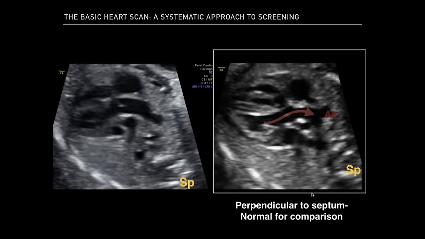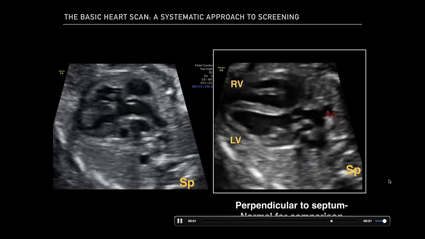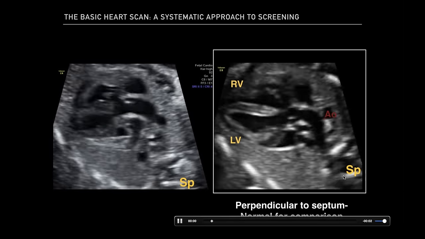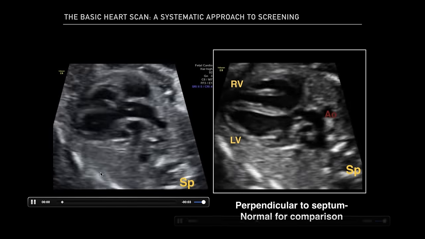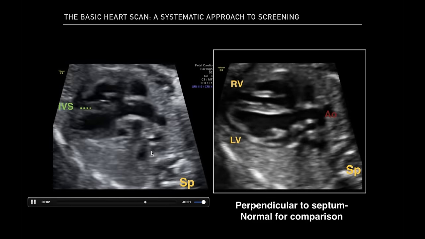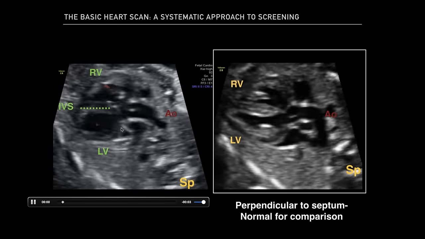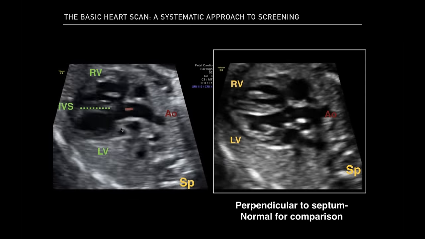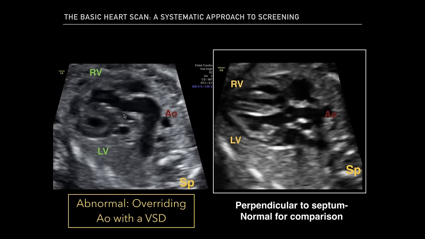So here we have a normal left ventricular outflow tract with an intact interventricular septum and continuity of the anterior wall of the aorta. In comparison to this clip, we see a large perimembranous defect and discontinuity of the anterior wall of the aorta, which is abnormal. And here you can actually see and appreciate the defect.